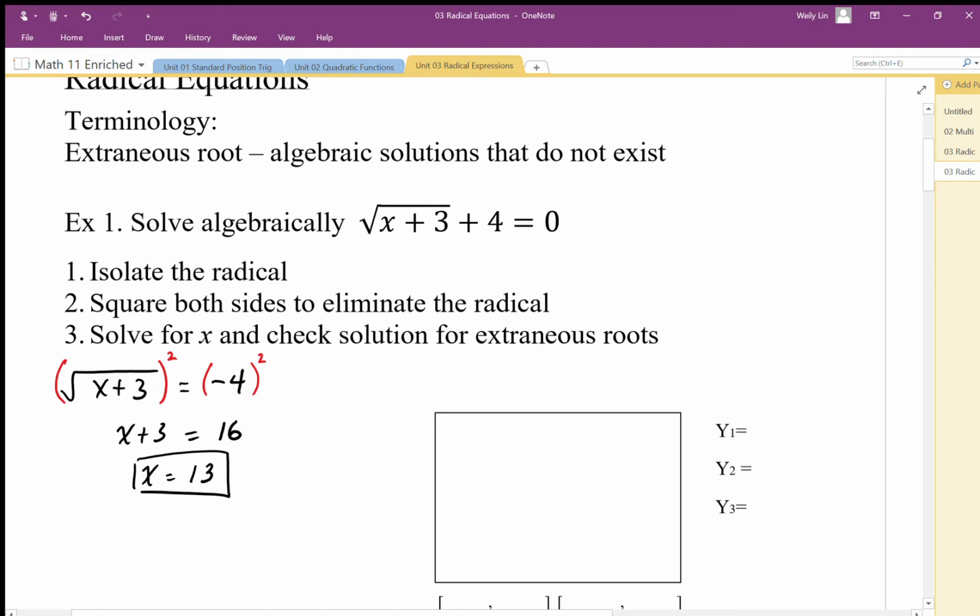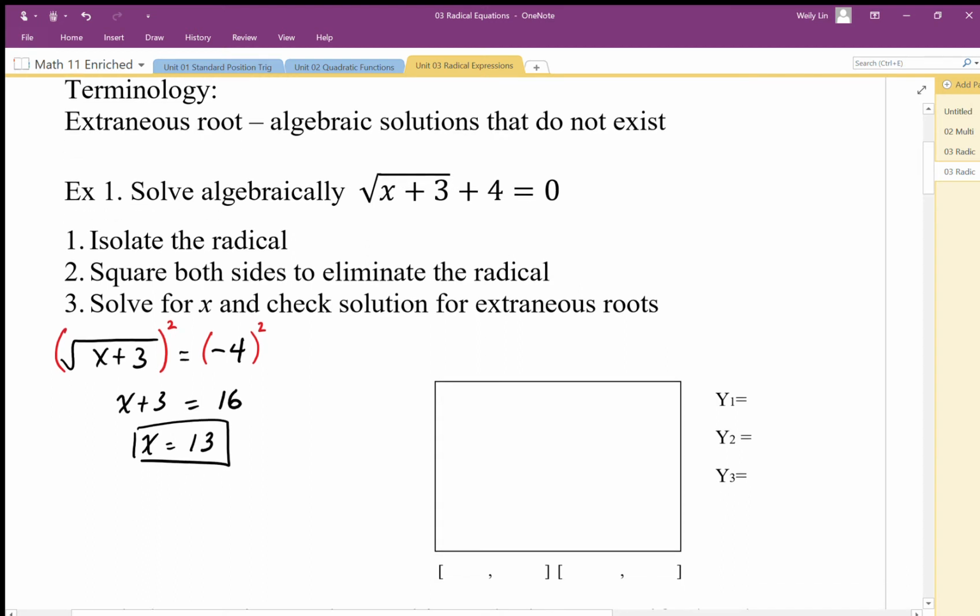Whenever we solve algebraically, we should be able to plug the number back in to see if it actually works. So we're going to test it. Okay, and this is the part where it says check for extraneous solutions. Check solution for extraneous. We need to actually check the answer. And with square root equations, we always need to check. Okay, so I'm going to substitute our 13 into x. So it's going to be the square root of x plus 3, plus 4 equals 0.